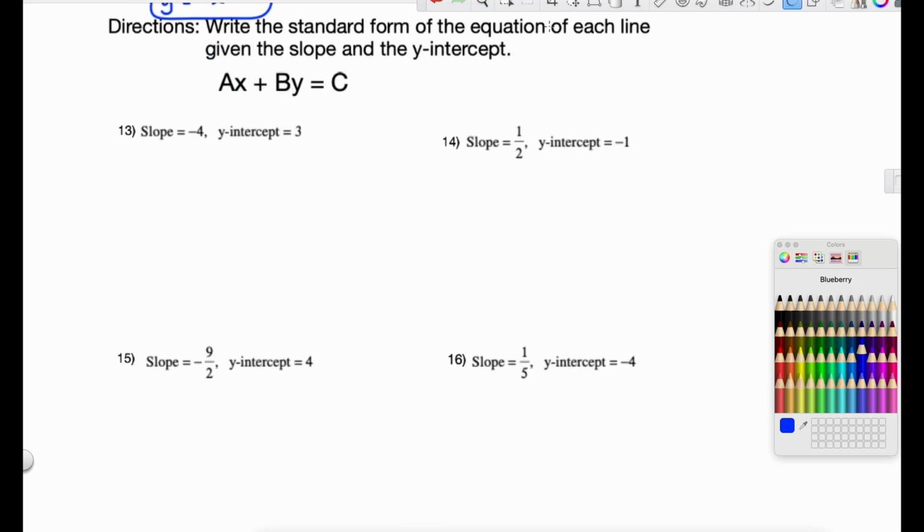Write the standard form of the equation of each line given the slope and the y-intercept. Okay, so ax plus by equals c. This is the standard form for a linear equation or equation of a line, which is different than the quadratic where we set it all equal to 0. Okay, so a little bit different.